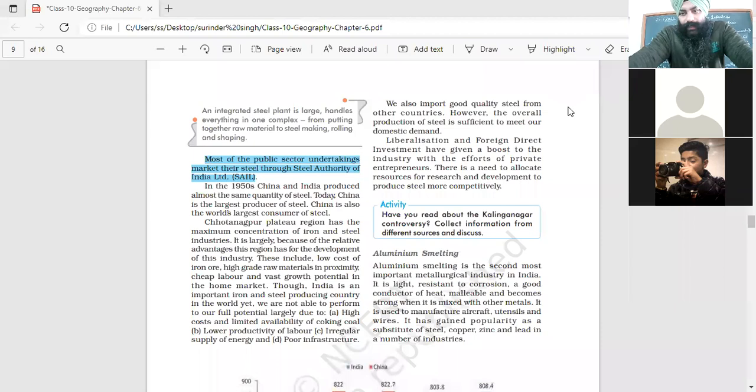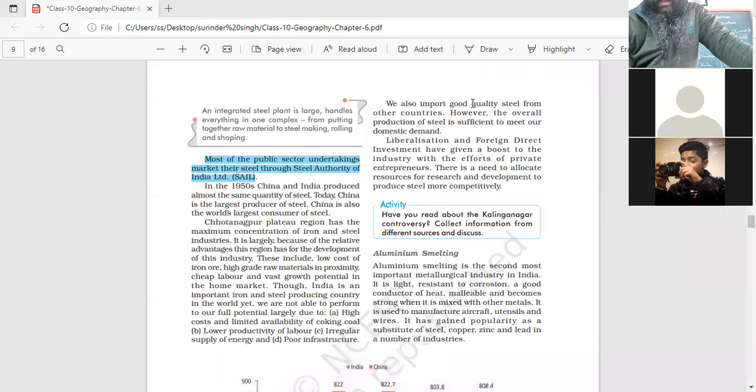Next, Vijayanagar steel plant. Vijayanagar in Karnataka. Clear? These are the total 10 integrated steel plants which function under the Steel Authority of India Limited.